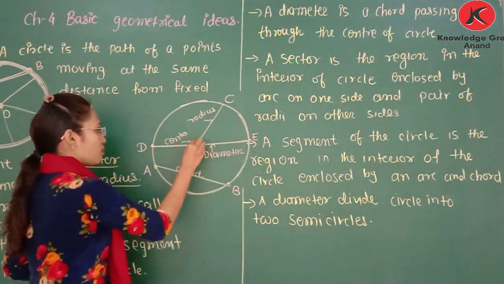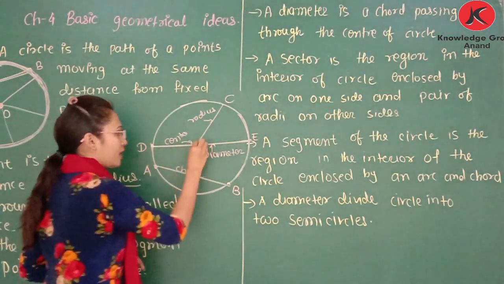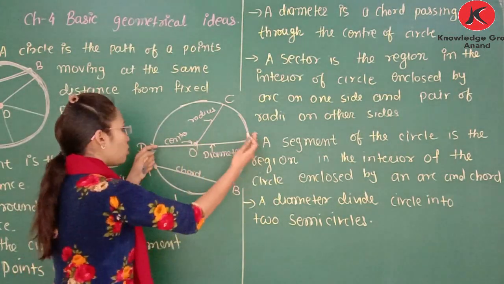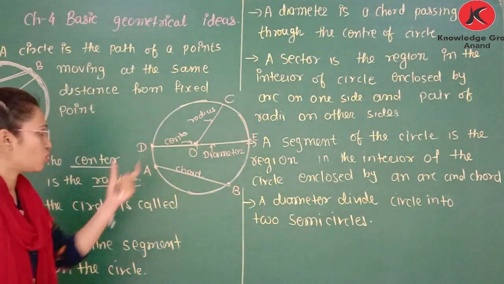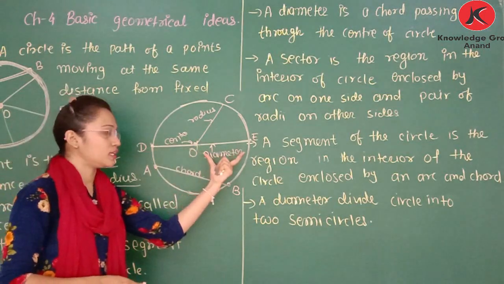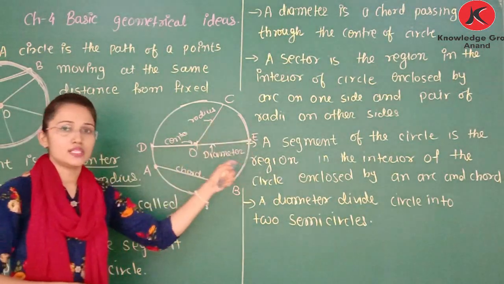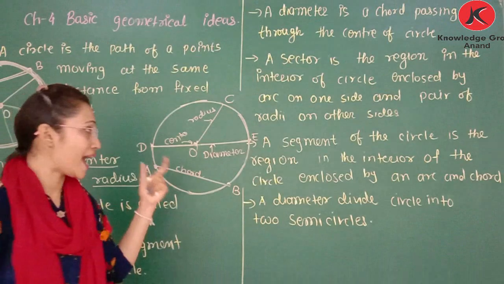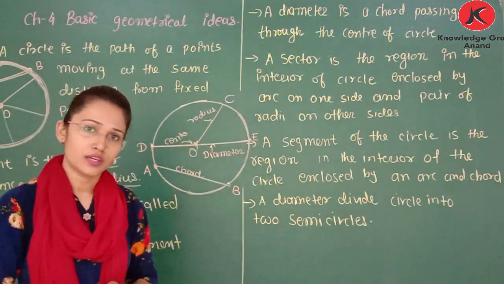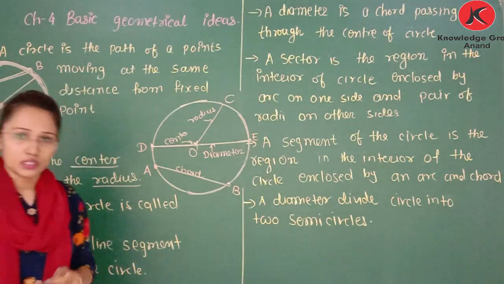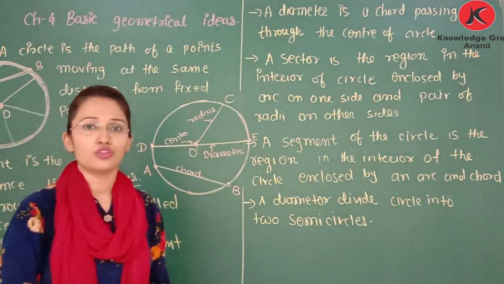Diameter. Why? Because this OD is radius and OE is also radius and whole DE is diameter. So OD plus OE is equal to DE, means diameter is twice the radius. And what is diameter? It is a chord that passes through the center.